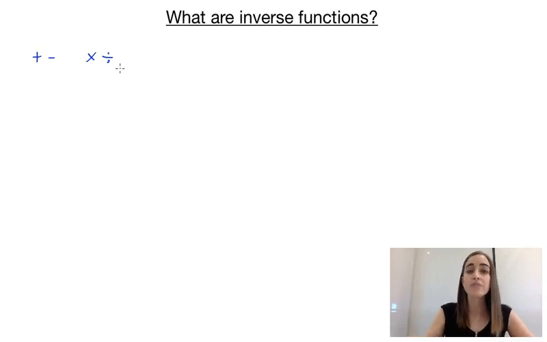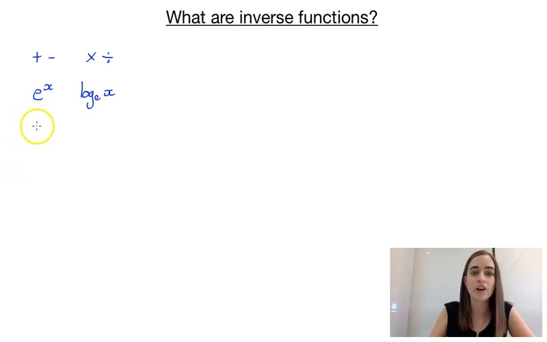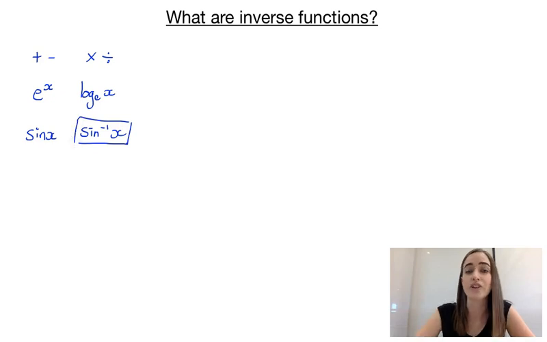Some of the inverse functions we've looked at most recently are e to the power of x and log to the base e of x. So we know that they are opposites of each other, or inverses. One of the first types of inverse functions that you would have been introduced to are trig inverse functions. So if you had sine x, we could have sine inverse of x, which is one of the first ones you use, and that's the button on your calculator.